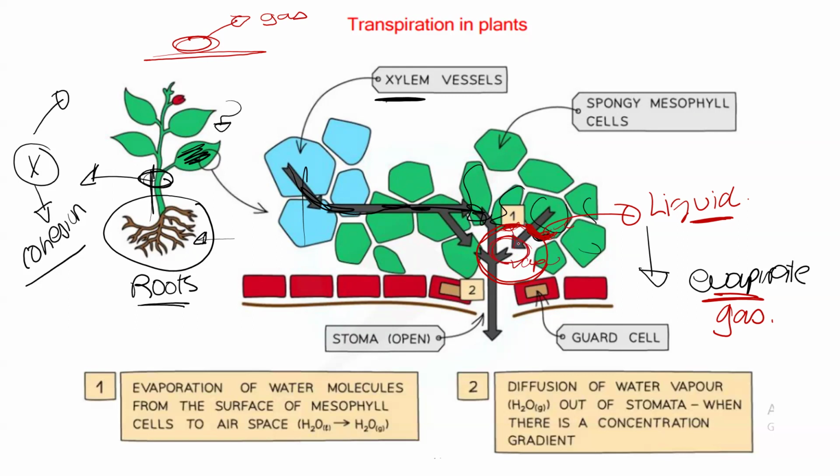It's now a gas. The water vapor will be in the air spaces here, and then the water vapor will move out of the stomata. When the water moved out of the stomata, it was in a gas state. That is why the movement of the water vapor out of the open stomata is called diffusion.